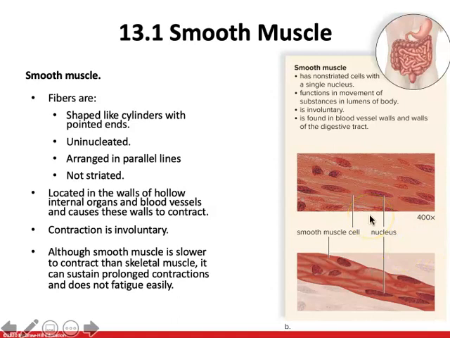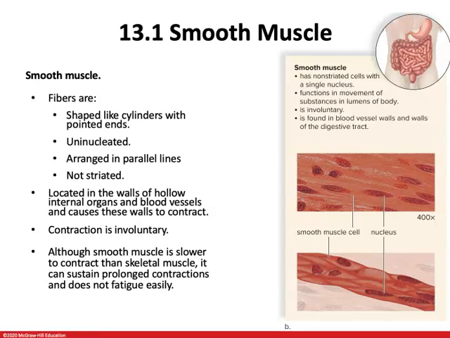These are going to be uninucleated, meaning that there's only going to be one nucleus per each cell. And I know that seems a little bit obvious because when we've talked about cell structure before, we've talked about a single nucleus, but as we will see in some of our other muscle tissues, some muscle fibers do have multiple nuclei. So it's going to be uninucleated, having only one nucleus, and they're going to be arranged in parallel lines, ultimately forming sheets, long sheets, so it's not striated. And we'll get to that in a second when we talk about some of our other muscle fibers.